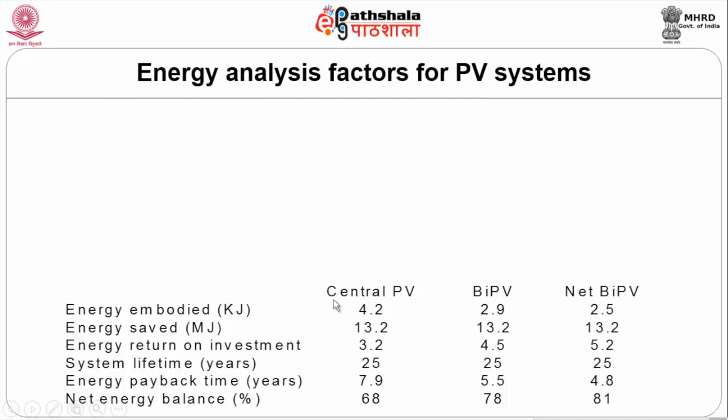The various values, central PV if you use it, or BIPV if you use it, or net BIPV. They look at the differences in terms of kilojoules, 4.2, 2.9 and 2.9, and the net energy balance, if we look at it, is 68 percentage, and for energy payback 7.9 percentage we can get. For BIPV we can look at it as 5.5 or 4.8. So, the more recommended one for energy payback, if you look at it, is central PV. Or the net energy balance, the remaining energy balance, if you look at it, net BIPV plays a major role, it has 81 percentage.